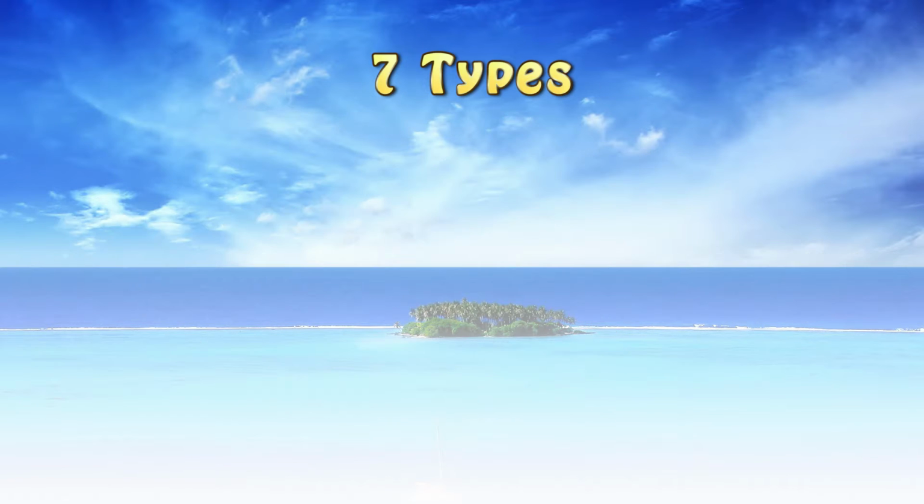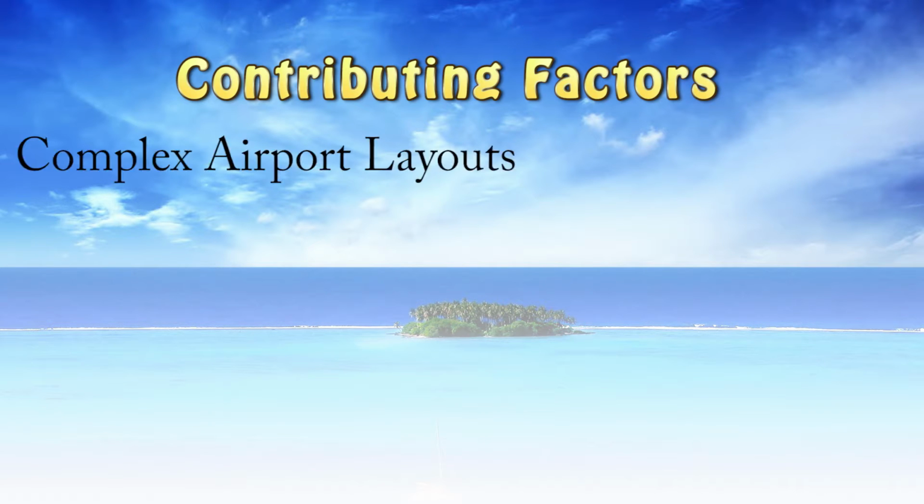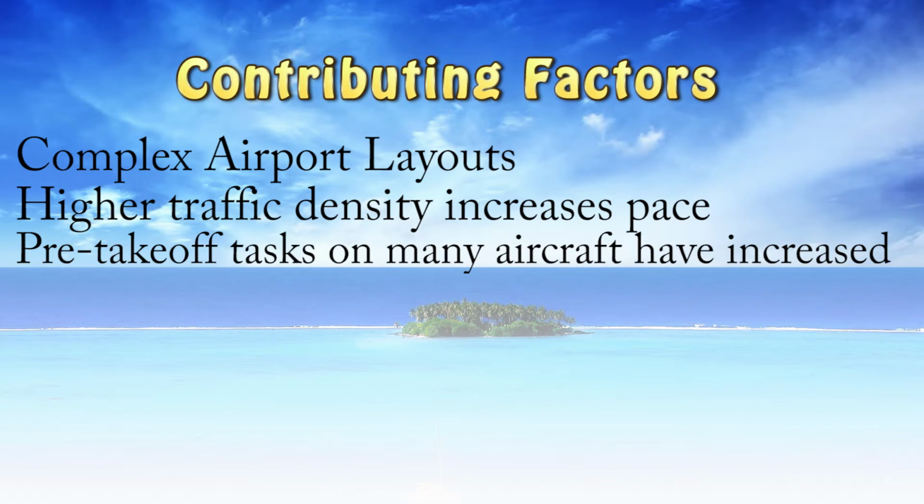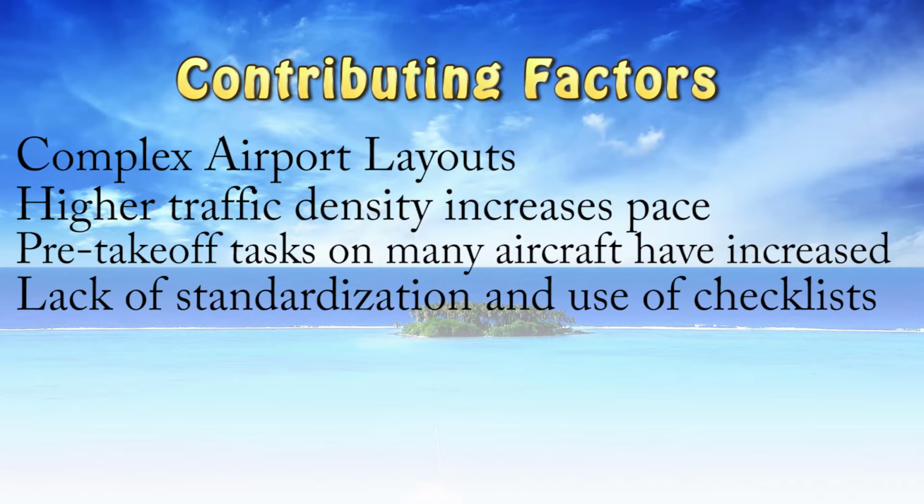If you're acting carelessly or recklessly, you're certainly more likely to make a wrong turn or go somewhere you're not supposed to be. The contributing factors they identify to runway incursions are typically complex airport layouts. High traffic density increases the pace for air traffic controllers and pilots and can make people flustered and make mistakes. Pre-takeoff tasks on many aircraft have increased now with autopilots and FMSs that must be programmed, and that can often distract pilots, and they may slip off the brakes, roll onto a runway, or think they're already cleared for takeoff and take off without a clearance.